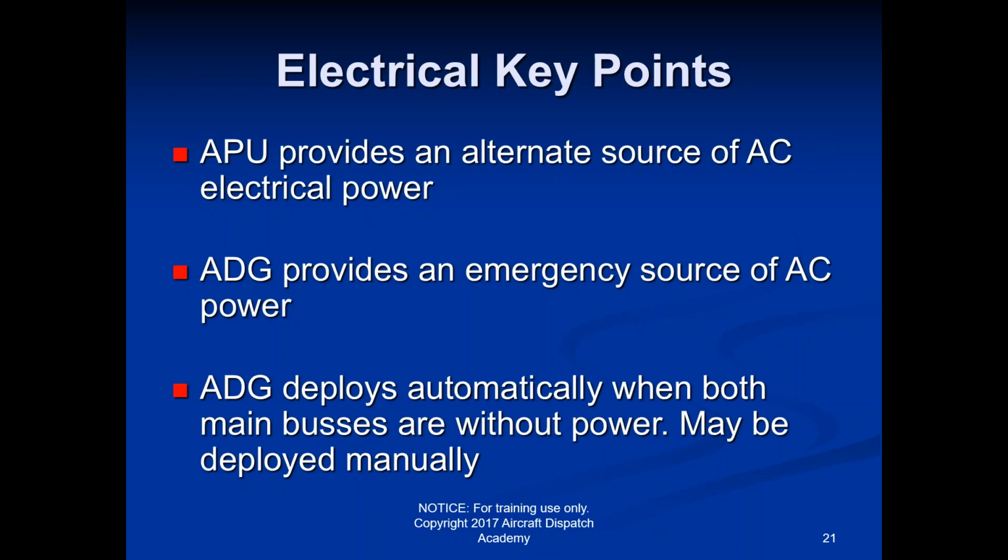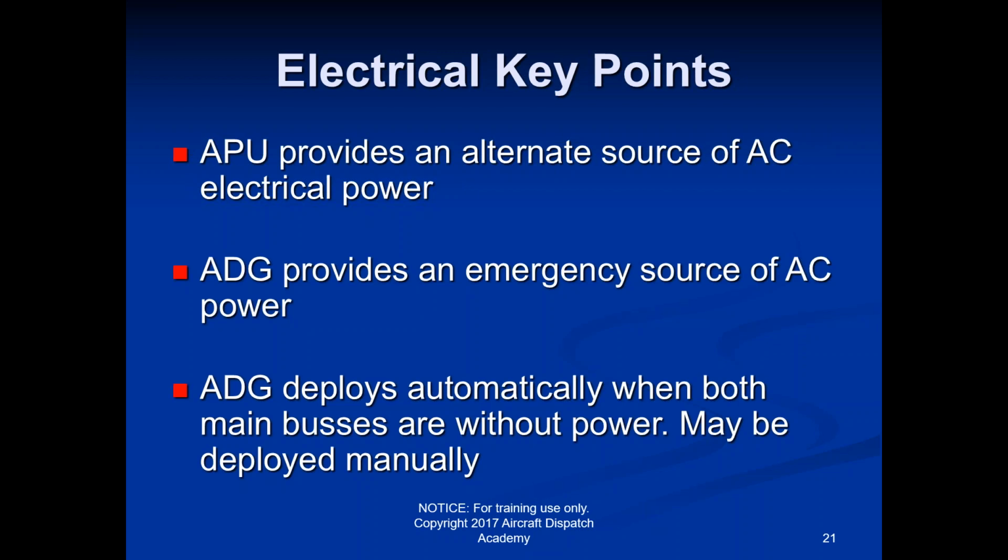The only reason I'm even mentioning that, you're not going to be asked anything about a bus or an essential bus, is because what the ADG senses is when those two main electrical buses, the essential AC buses in this case, are without power, the ADG will automatically deploy. One of those engine-driven generators, the IDGs, powers up one of the buses. So there's a right essential AC bus and a left essential AC bus, and one comes from the right engine, one comes from the left engine.